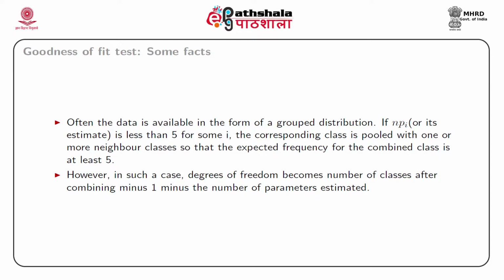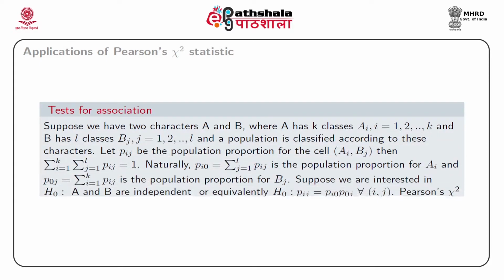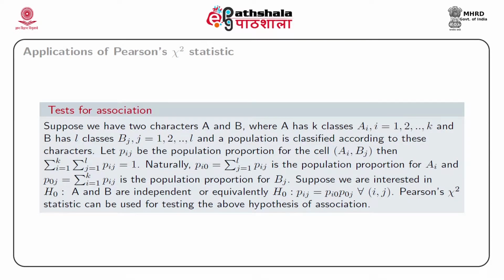Let us pass on to our next application of Pearson's chi-square statistic, that is test for association. Suppose we have two characters A and B. A has k classes ai, i from 1 to k, and B has L classes bj, j running from 1 to L, and a population is classified according to these characters. Let Pij be the population proportion for the cell ai and bj. Then summation Pij equals 1, and we define Pi naught as summation j from 1 to L Pij as the population proportion for ai, and similarly P naught j as the population proportion for bj.